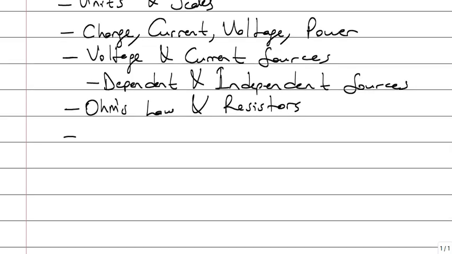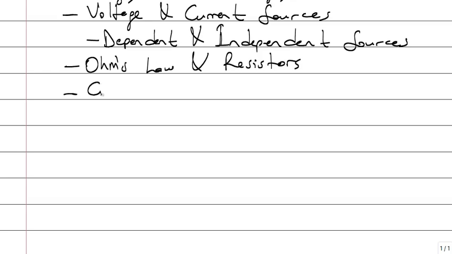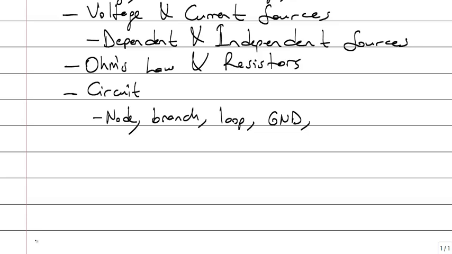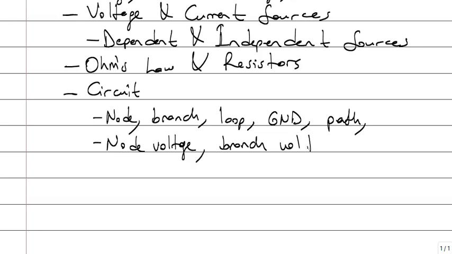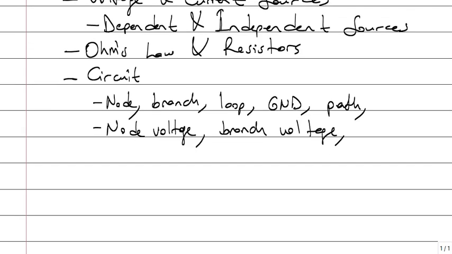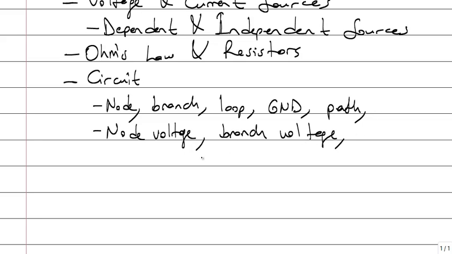And you have to know what a circuit is and circuit definitions, such as node, branch, loop, ground node, and path, and node voltage, branch voltage, and branch currents.